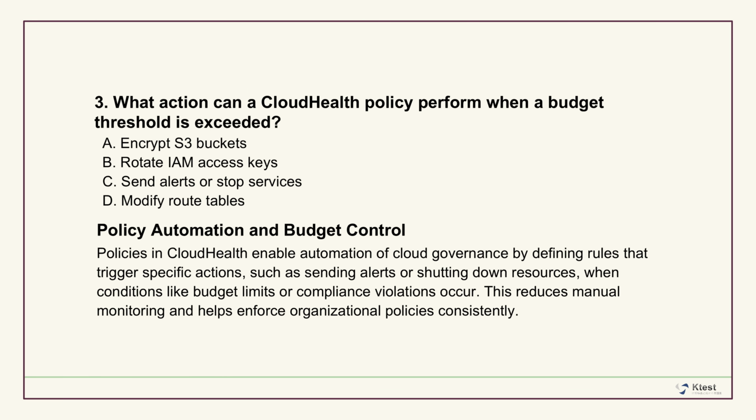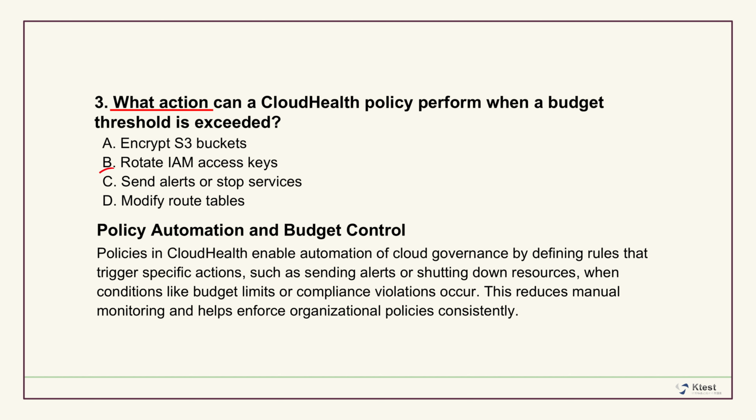Okay, let's switch gears a bit. Automation. The source brings up Cloud Health policies and mentions they can take action, especially around budget thresholds. What kind of actions are we talking about? The source says policies can send alerts or stop services. Whoa, hang on. Stop services. That's more than just a notification. Yeah, it's definitely more active. The explanation clarifies that policies can be set up to, yes, send notifications, the heads up, but also to take direct corrective action. Like actually shutting things down.